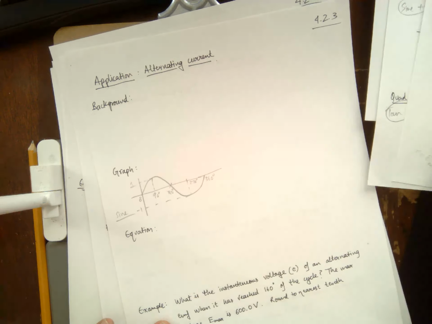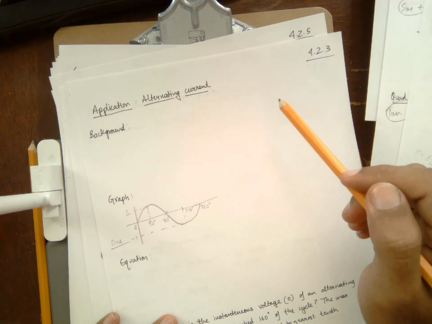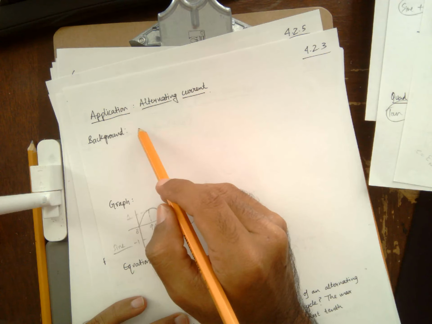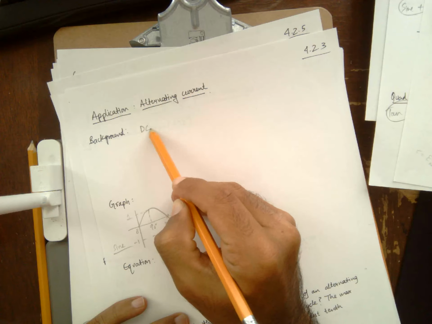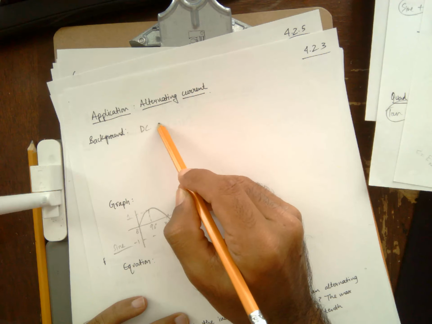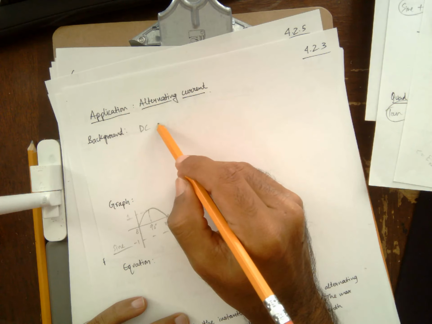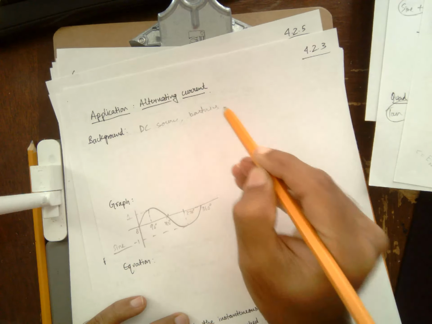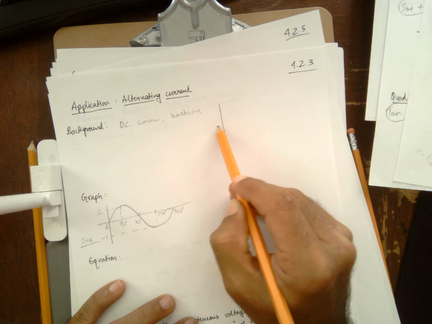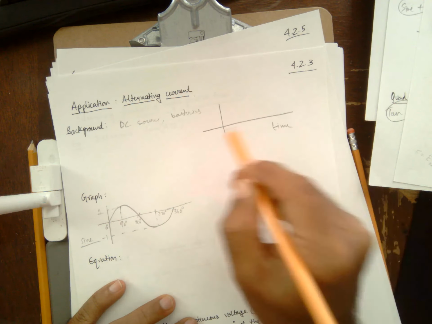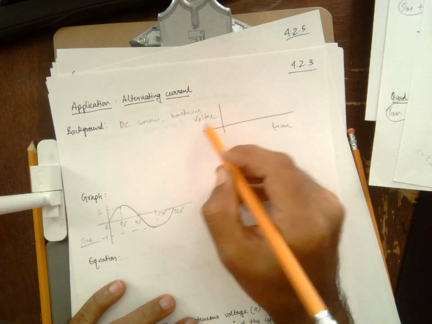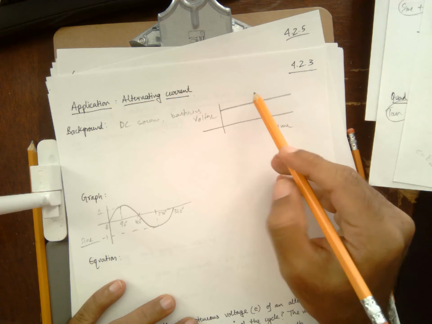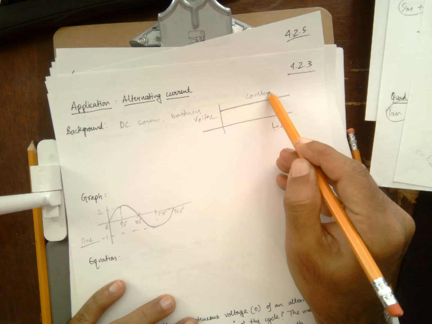Now, one of the applications is alternating current or alternating voltage. The background is, at the beginning when we really started producing electricity, there was only DC source. For example, you have batteries. What this means is, if you plot a graph for time and say the voltage offered by your source, then it's just a straight line. This is a constant voltage.